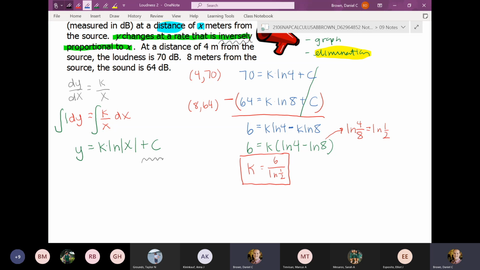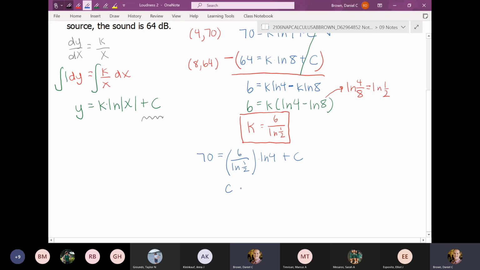So now we need to find the c. How do we find the c? We want to plug it back into an equation. Does it matter which one we choose? No. I'm just going to go ahead and choose that top one just because for me 70 looks a little bit easier to deal with than 64. So I have 70 is equal to, there's my k that I found, times the natural log of 4 plus c. Still not a pretty looking answer, but we can write it out. What is c? C is equal to 70 minus, and I can subtract that expression.